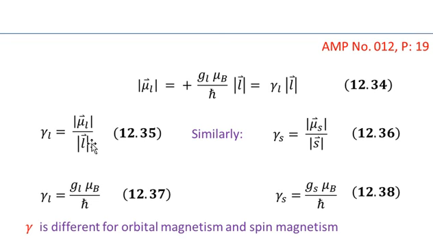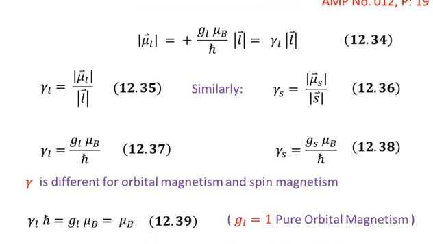So we can also write in terms of the parameters: if you substitute the value of the magnitude of mu L divided by the magnitude of L, you will get gamma L is equal to GL mu B over H bar, which we have also defined in equation number 34. So this is the value of gamma L. Similarly, we can define gamma S: gamma S is equal to GS times Bohr magneton divided by H bar, as shown in equation number 38.